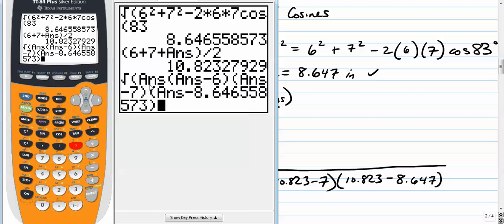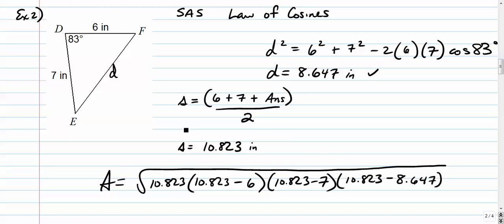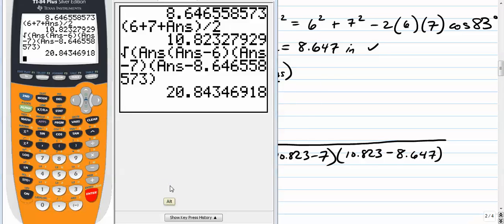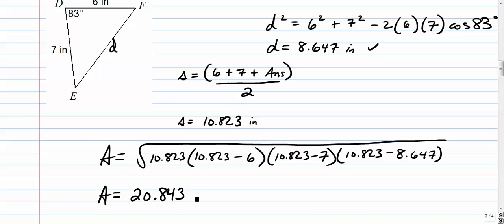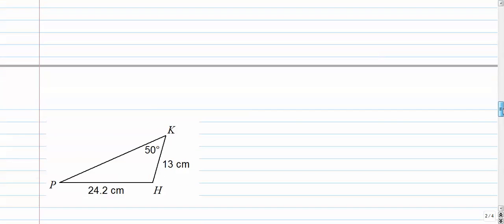And I'll check to make sure I didn't make any mistakes. Answer minus 6, answer minus 7, answer minus, yeah, that's fine. So our area is 20.843. The area using Heron's is 20.843, and it's a square inch. So again, if you didn't use the calculator's answer function, then you're probably getting something that's a little bit off of that, right? So be careful. Try to use your calculator to your advantage. Last one.